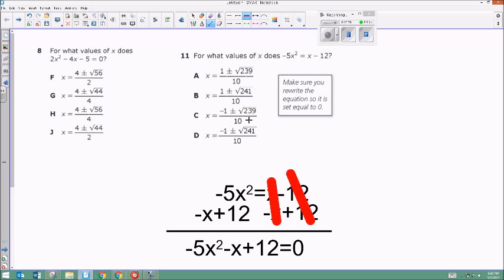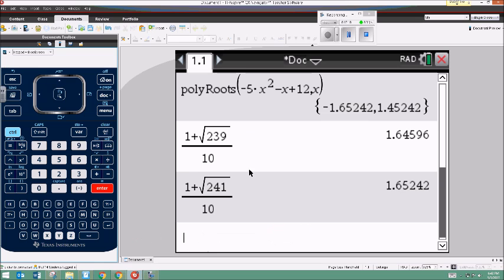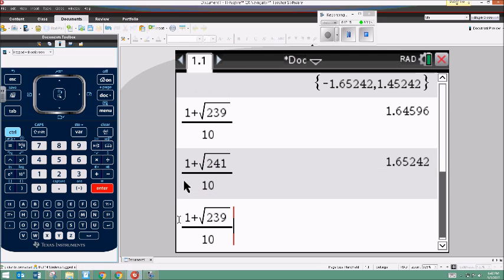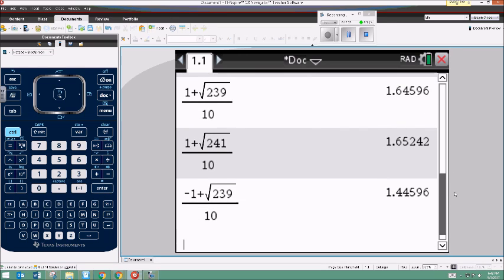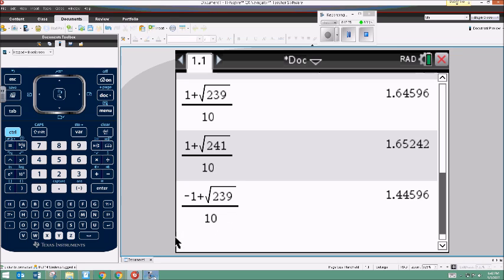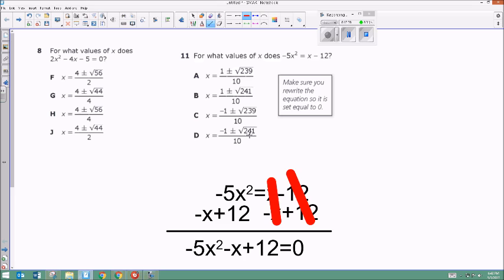Let's do -1 plus or minus square root of 239. So let's change that 1 to a -1 and see what happens. Press enter and make this a -1. All right. Do we have a match? No. All right, and let's try this other one. This better work because I'm running out of choices here. Let's say -1 plus or minus square root of 241. So let's try that one.